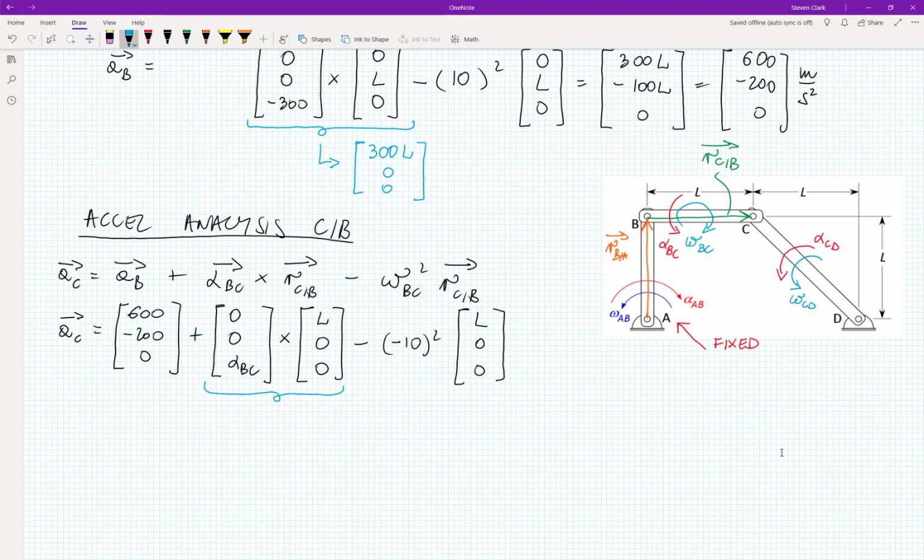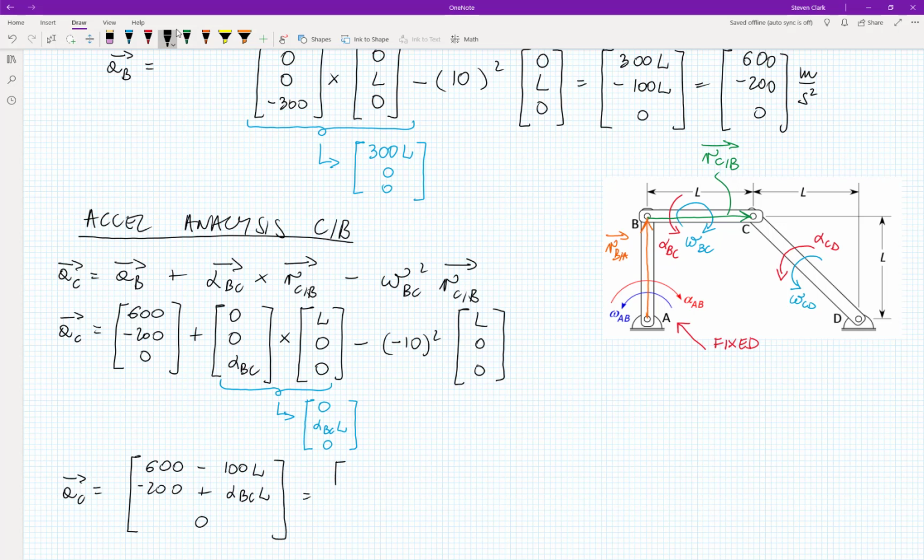If you solve this determinant, and I did it yesterday, you will obtain here 0, alpha BC L, and 0. Okay. So now let's put everything into one bucket. Our AC is equal to 600 minus 100L, and in here we'll have minus 200 plus alpha BC L, 0. Plug in values and obtain that our AC is equal to 400. And in here we will have minus 200 plus 2 alpha BC, 0.